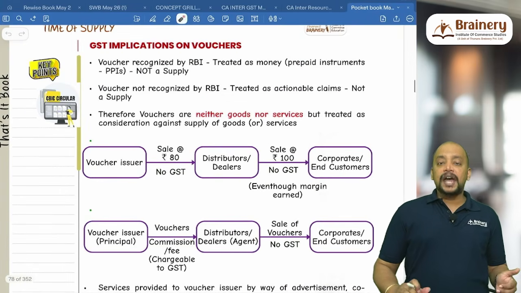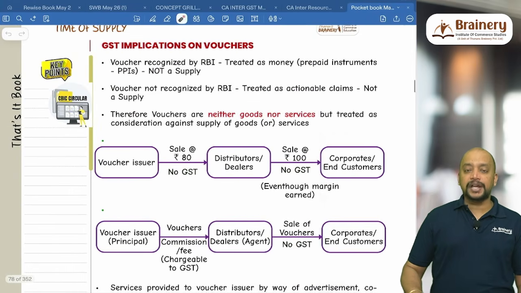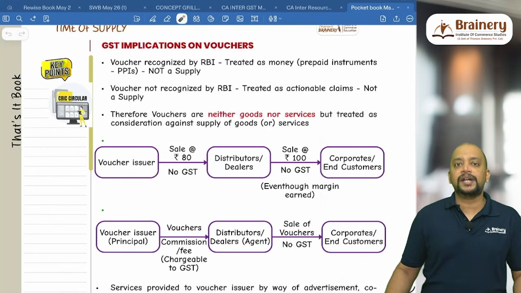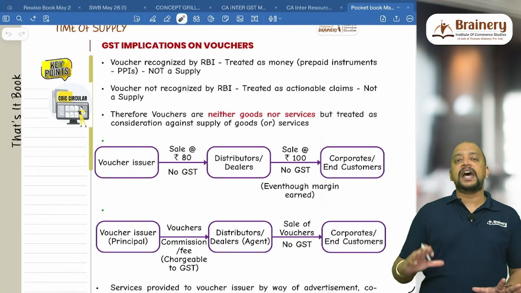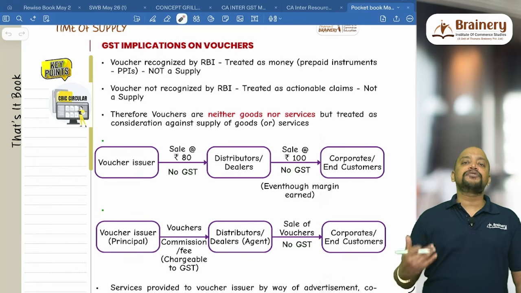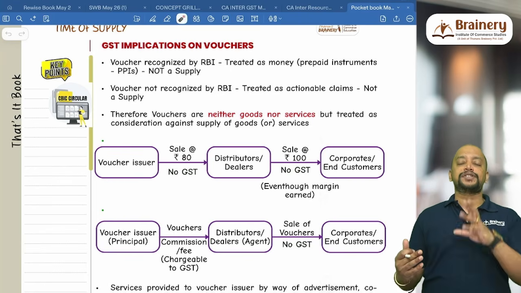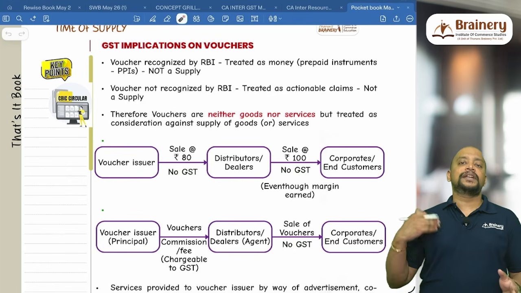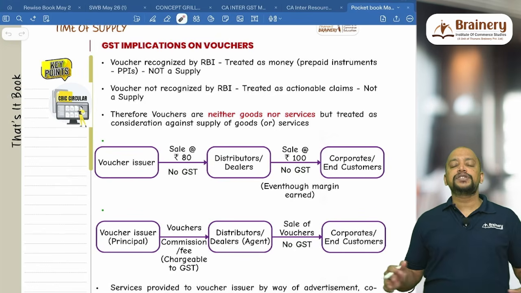Then we have to understand the GST implications on vouchers. So there is one important amendment by the Finance Act 2025, May 26 onwards. This amendment is applicable to time of supply. Previously we had, in case of vouchers, 12(4) and 13(4). In case of issuance of voucher, the time of supply we need to check: identifiable voucher at the time of issuance of voucher, non-identifiable voucher at the time of redemption, like that. But that provision is now omitted.